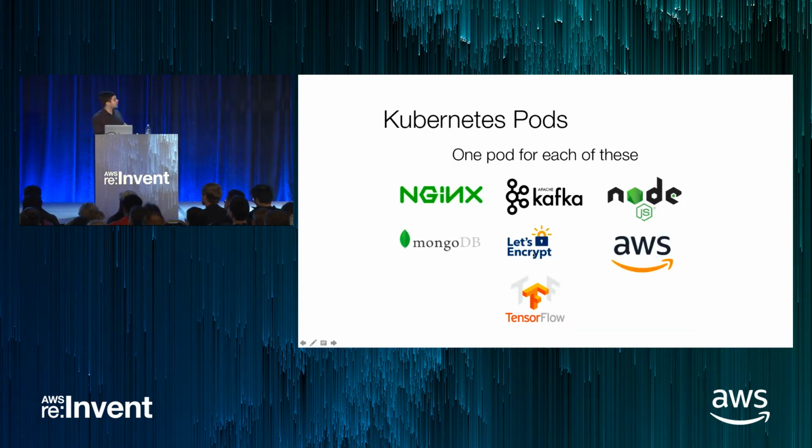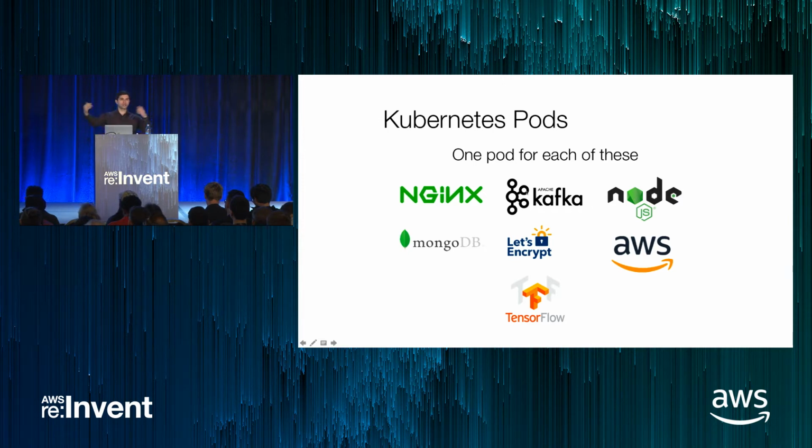So let me go into the architecture that we have for Maitreya. We have pods for each of the logos you see here, and they're necessary for reasons that you'll see in the demo. So very quickly, we have a pod for Nginx, which is a reverse proxy. It does load balancing for our web server. The web server, the web app itself, is Node.js.